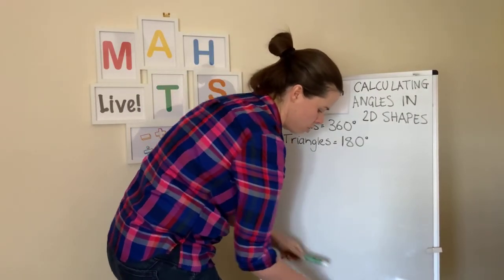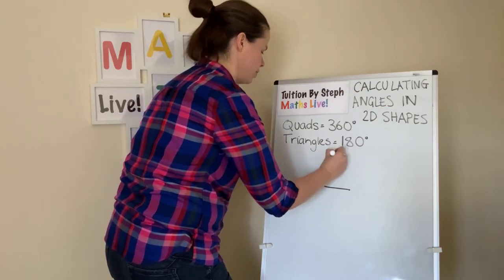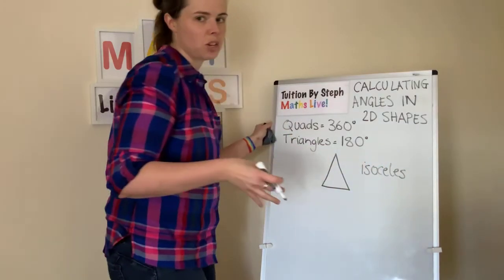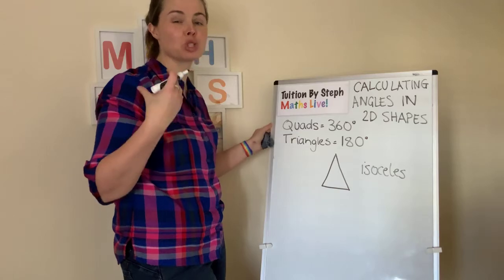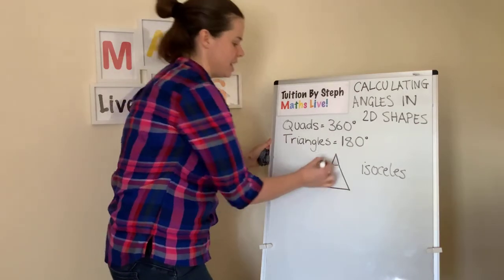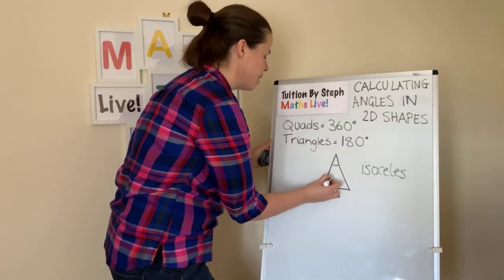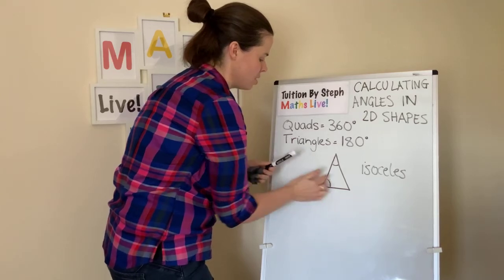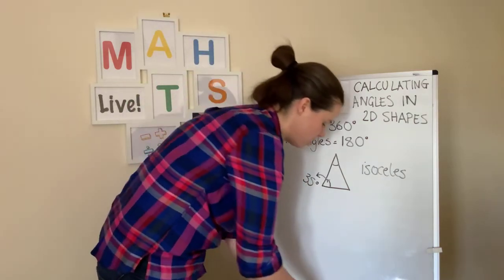So let's try a couple of examples. Let's try that isosceles triangle. I'm going to write that it's isosceles. And if you get this question at school, they won't tell you it's an isosceles triangle. You need to be able to spot it. Okay, so it might tell you this angle here is 35 degrees. I'm going to write that a bit bigger. What is the size of this angle at the top?